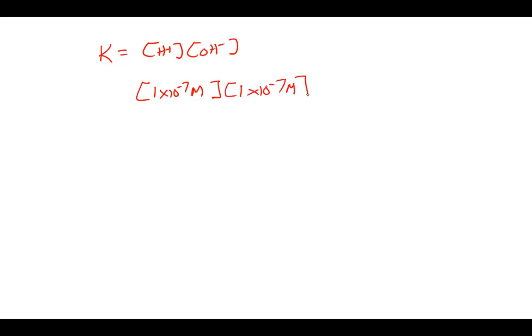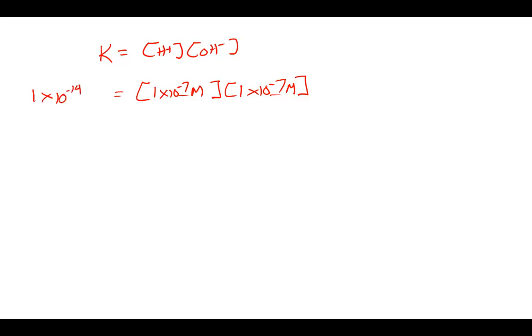All right, so what we know is this, that I'm going to write it the easier way. We know that in pure water that's neutral, the concentration of the hydrogen ion is 1 times 10 to the negative 7th molar. And the concentration of the hydroxide ion is 1 times 10 to the negative 7th molar. If we multiply these two numbers together, remember you add the exponents, so what you would get for an answer here is 1 times 10 to the negative 14th.